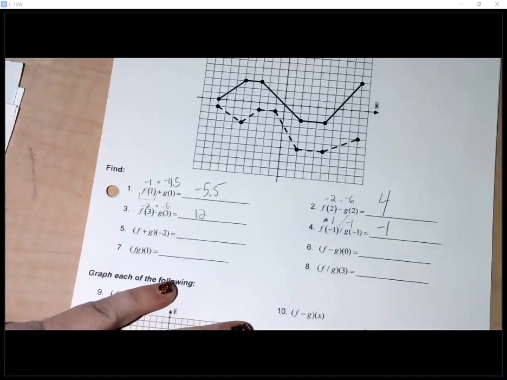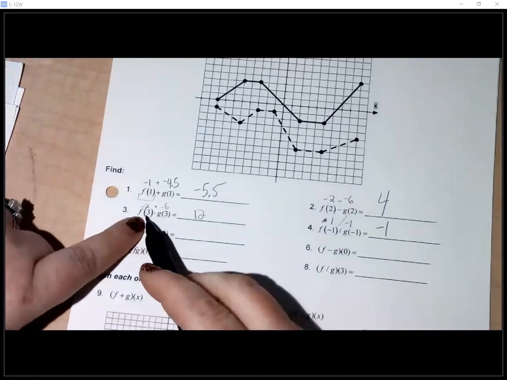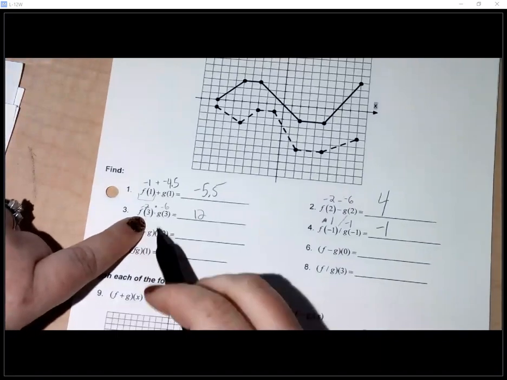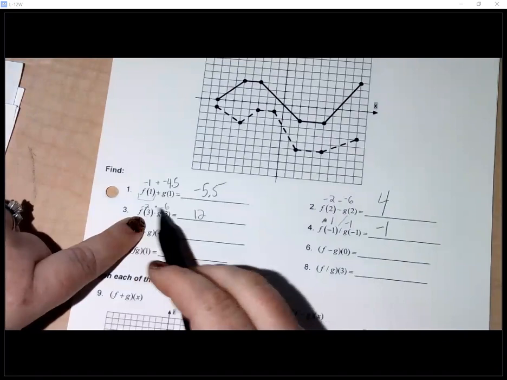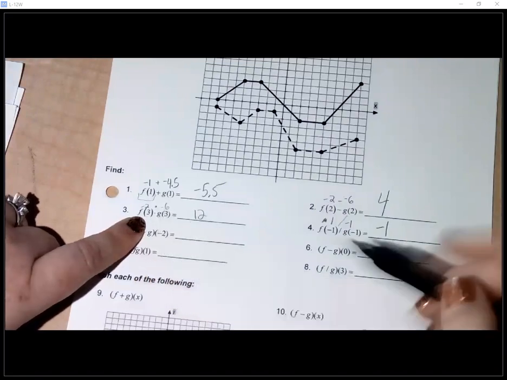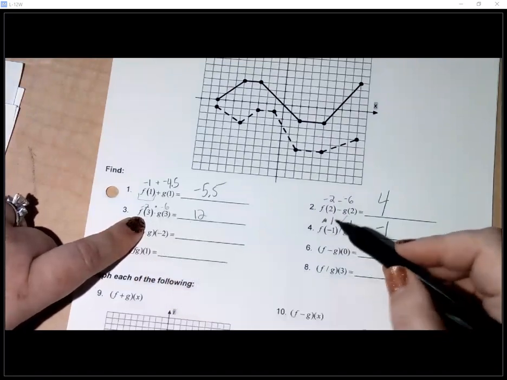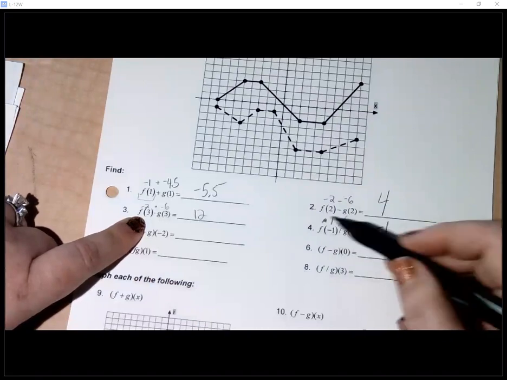Hopefully on this one, when you found f of 3, it should have been -2. G of 3 is -6. When you multiply them together, you get a positive 12. And then over here, f of -1 is a positive 1. G of -1 is -1. Divide the two, we get -1.